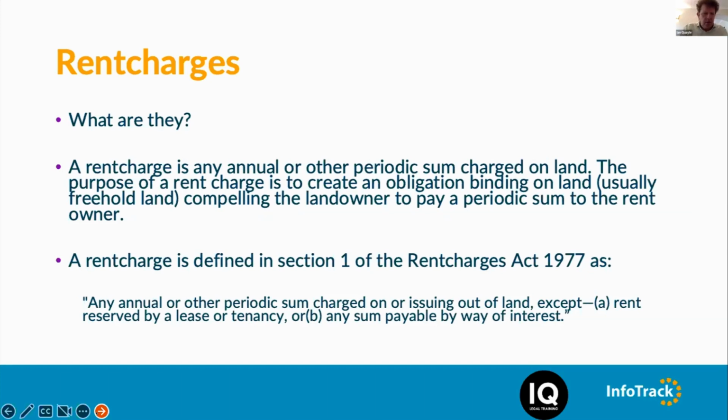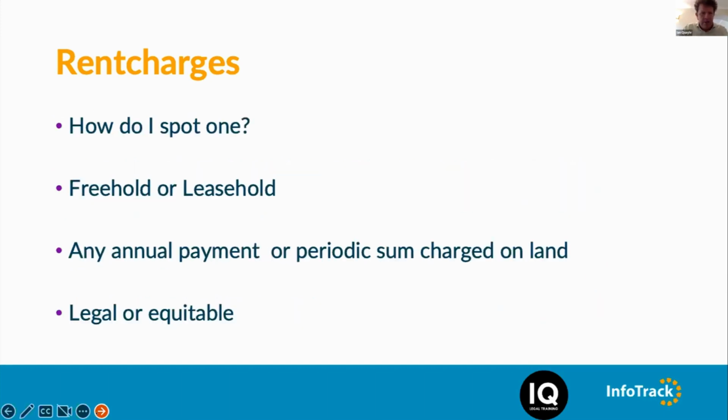What I've tried to do on the slide here is just give you some ideas. How do you spot one? In essence, a rent charge is an interest in land and therefore should be protected by notice in the charges register of the rent charge payer's title. It can apply to freehold or leasehold, it can be legal or equitable, and it can be an annual payment or a periodic sum. And therefore, just because something is not called a rent charge doesn't mean that it isn't one.